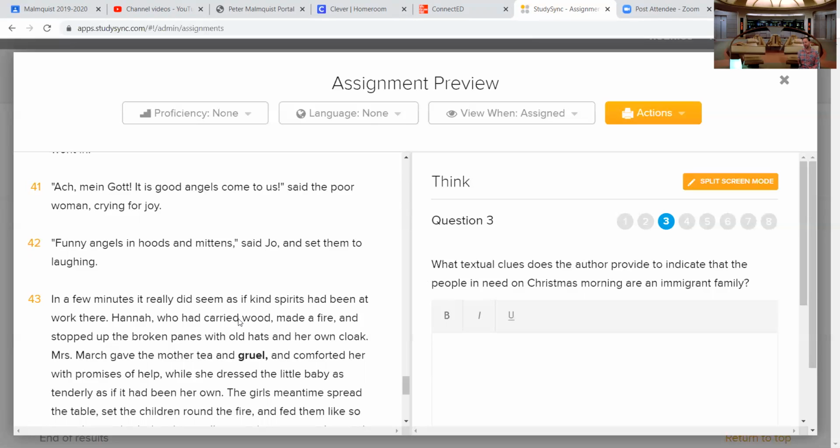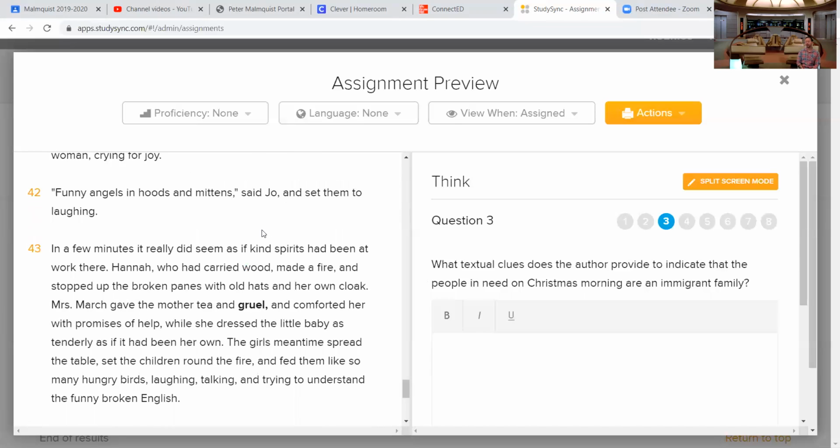Well, 42, it says, "Funny angels in hoods and mittens," said Joe, and set them to laughing. In 43, it says, "In a few minutes, it really did seem as if kind spirits had been at work here. Hannah, who had carried wood, made a fire and stopped up the broken panes with old hats and her own cloak. Miss March gave the mother tea and gruel and comforted her with promises of help, while she dressed the little baby as tenderly as if it had been her own.